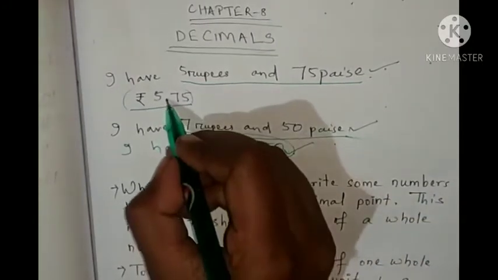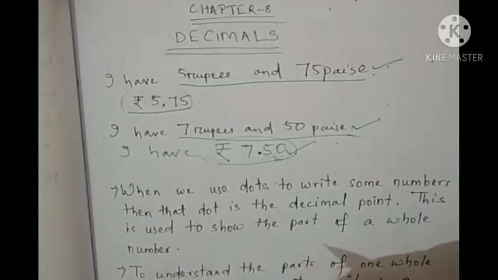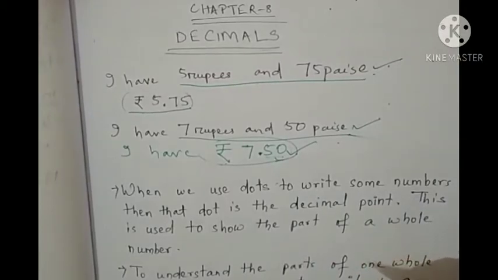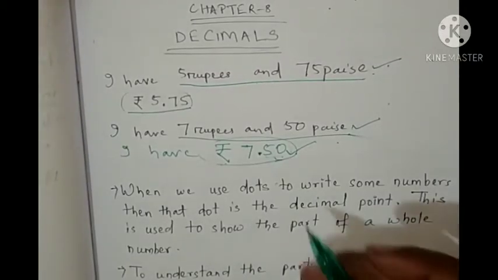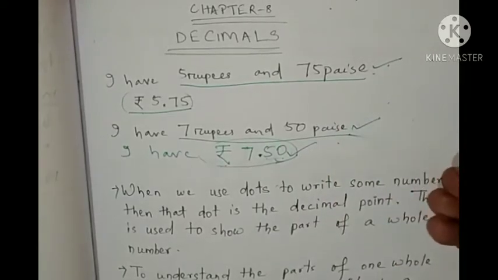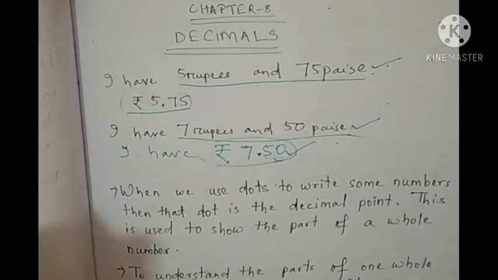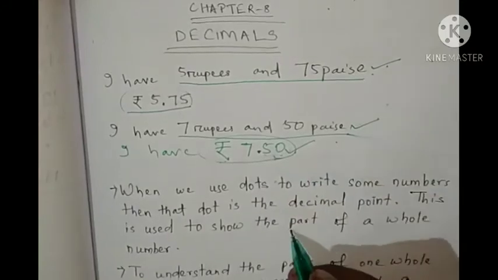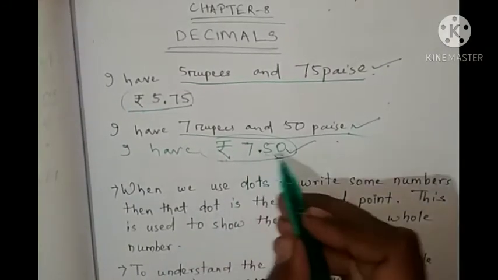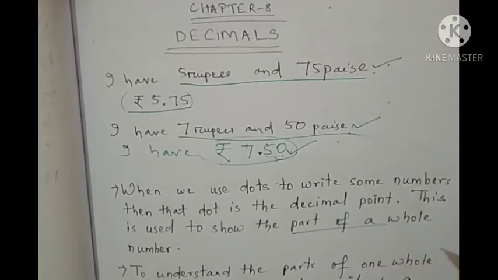So we will see what a decimal is. Look here, this point is known as the decimal point, this dot, and it is used to show part of a whole number. So we have a whole number, and we show the part. This is also showing like a fraction. Decimals also show part of a whole number. To understand the parts of one whole number, or unit, we represent a unit by a block.